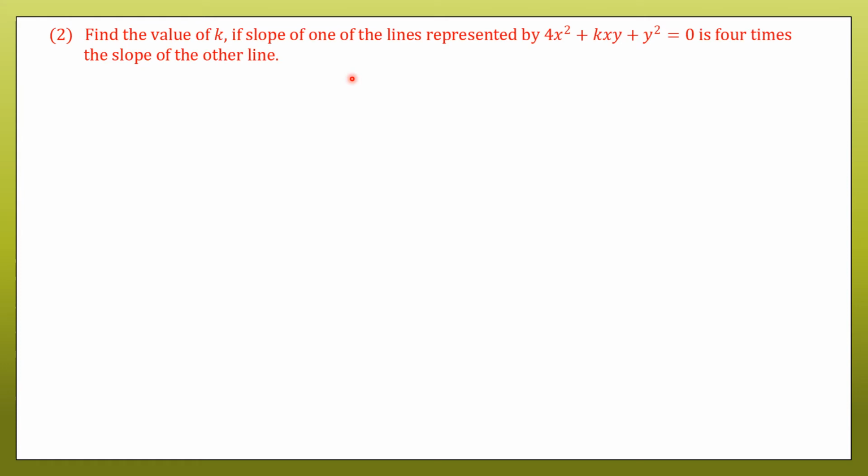Example second. Find the value of k if the slope of one of the lines represented by 4x square plus kxy plus y square equal to 0 is 4 times the slope of the other line. The given line is the combined equation 4x square plus kxy plus y square equal to 0. Here this condition is given. Slope of one of the lines is 4 times the slope of the other. Suppose the slope of the first line is m1 and the slope of the second line is m2. Then m1 equal to 4m2. Using this condition, find the value of k.